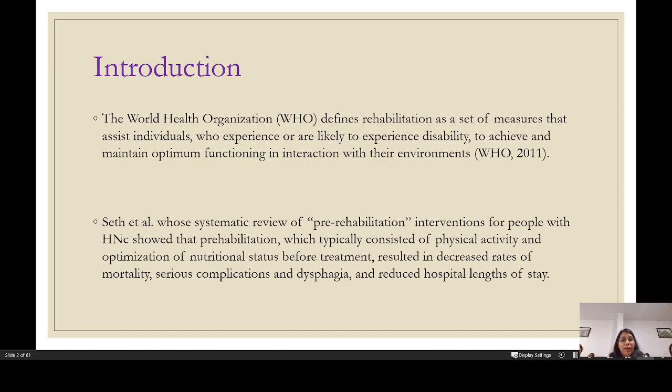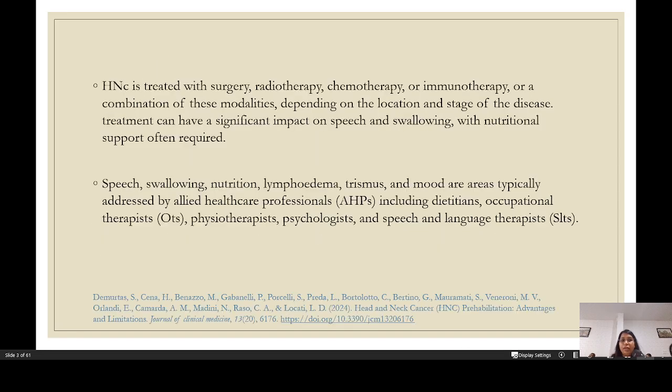A systematic review of rehabilitation intervention for people with head and neck cancer shows that rehabilitation, typically considered for physical activity and optimization of the nutritional status before treatment, resulted in decreased rate of mortality, serious complication and dysphagia, and reduced hospital length of stay.